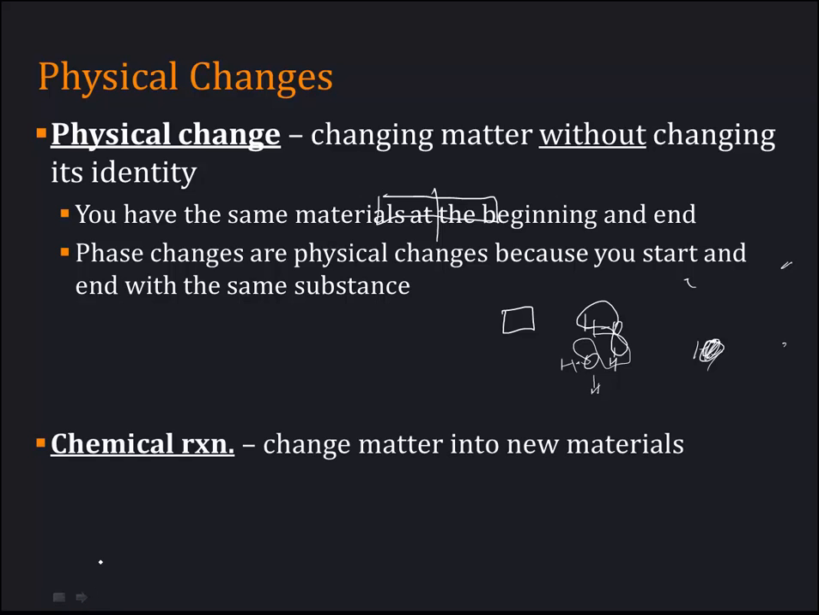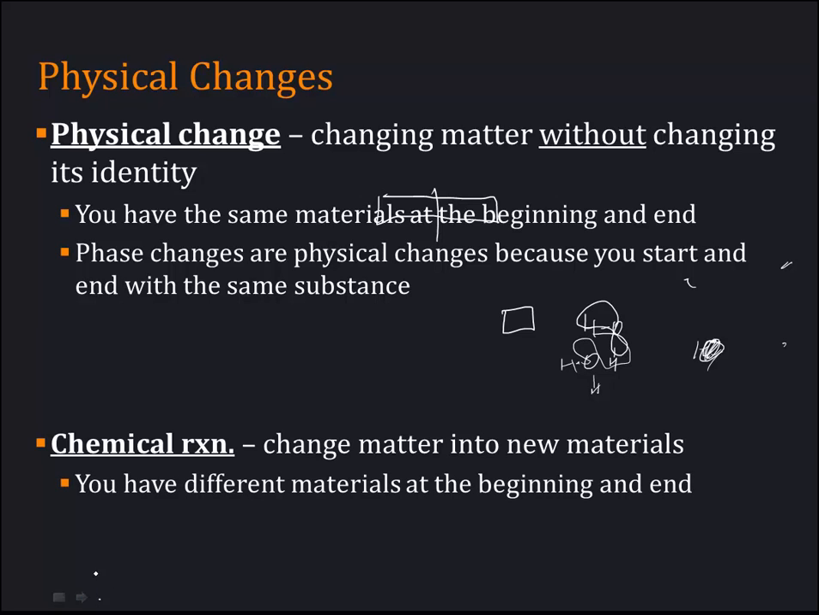Okay? A chemical reaction, on the other hand, changes stuff into new materials. So we've looked at a couple different chemical reactions. We saw that combining hydrogen and oxygen gases, you're going to end with water even though you started with 2 gases. So you have different materials at the beginning and at the end. That's the key to look for in a chemical reaction. If you ended with something new that you did not have before, a chemical reaction occurred.